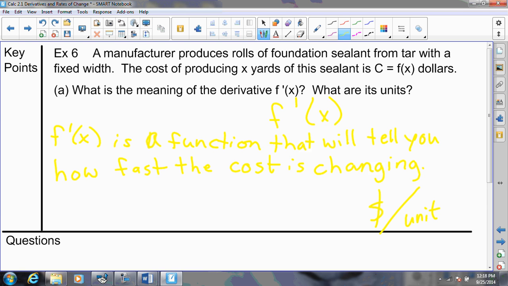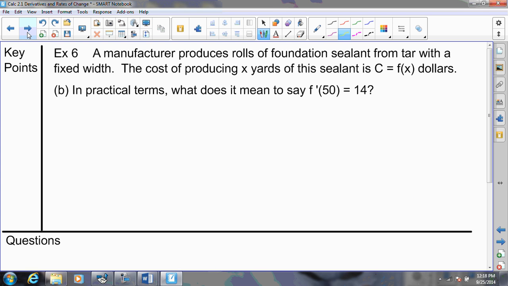How many of you have taken classes like accounting? Do you remember doing marginal cost? Okay. Well, that kind of blew my whole thing out of the water. Welcome to marginal cost. Instead of the price to make 500, what is the price per one? In part, it's like doing a unit rate. So, in practical terms, what does f prime of 50 equals 14 mean?